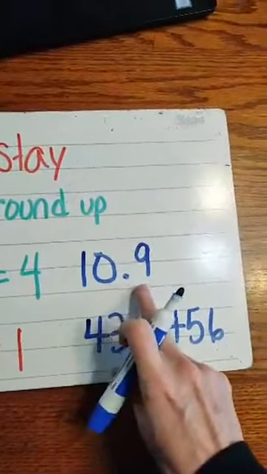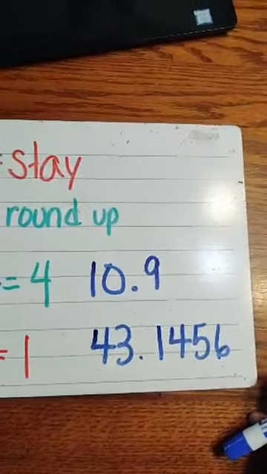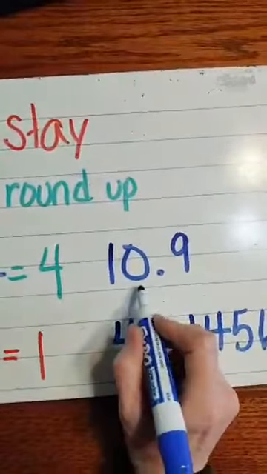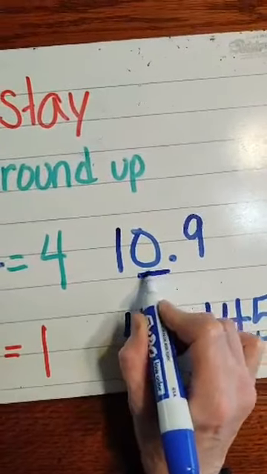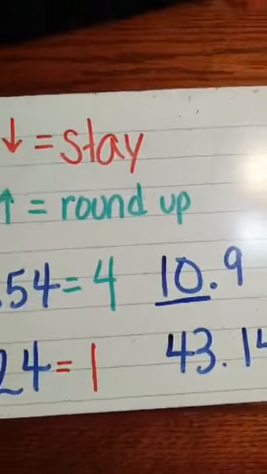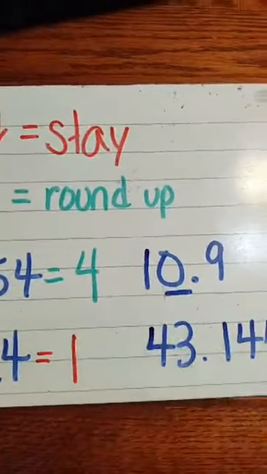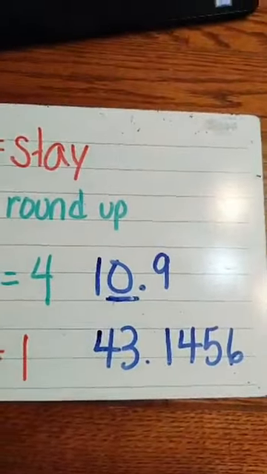10 and 9 tenths. Okay, nearest whole number. The nearest whole number place is the first place in front of the decimal. I would not underline this whole thing, although you could, but we're only rounding one place value, okay? So I would just underline this one, because we're just looking at 1.